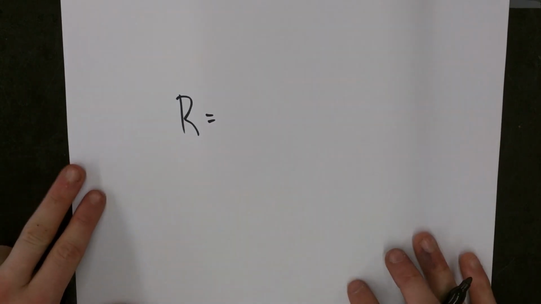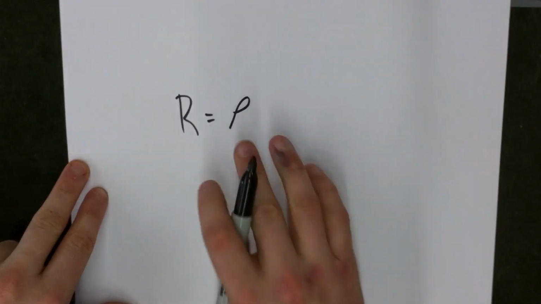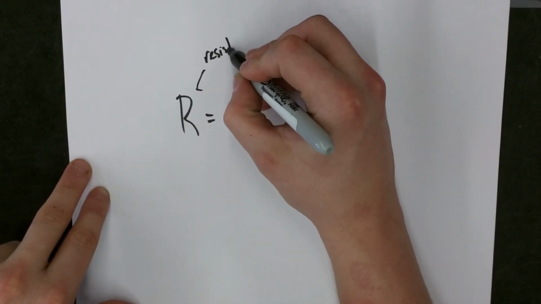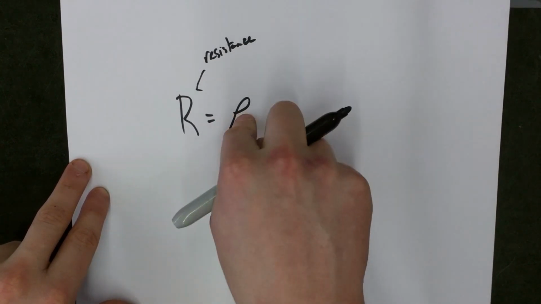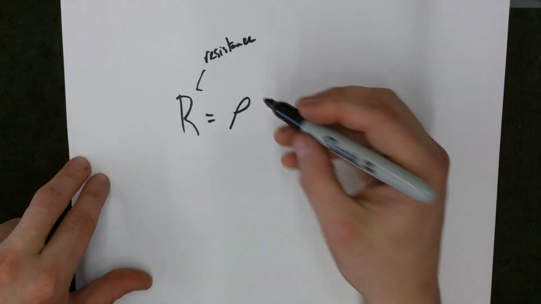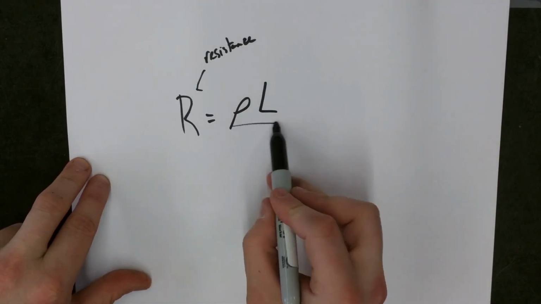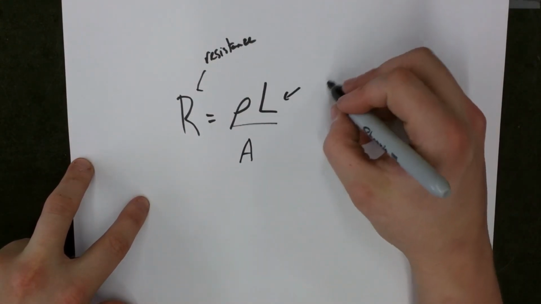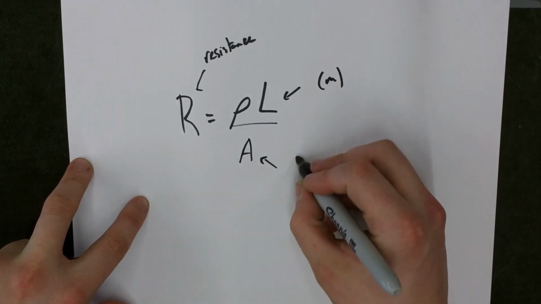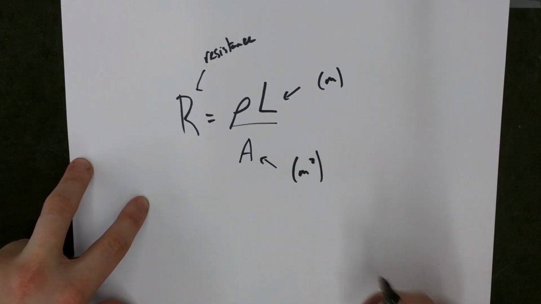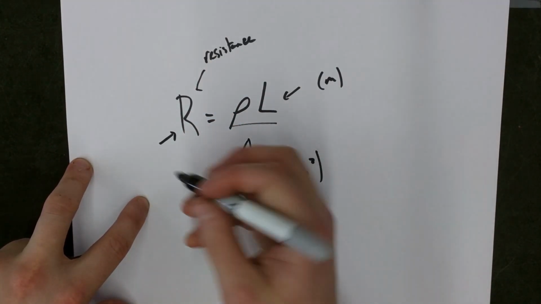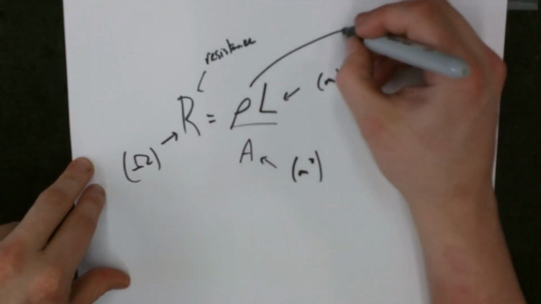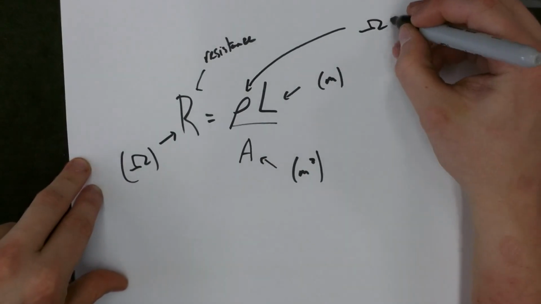So our equation then looks like this. Resistance is equal to the resistivity value for the material times the length over the area. The length is measured in meters. The area is measured in meters squared. Resistance is measured in ohms. Resistivity is measured in ohm meters.